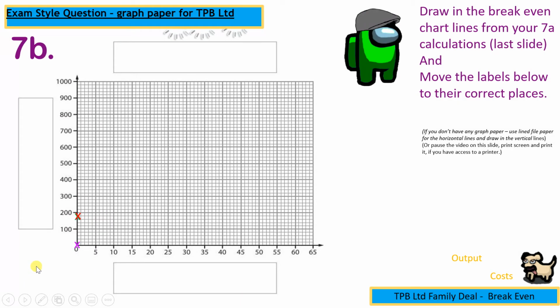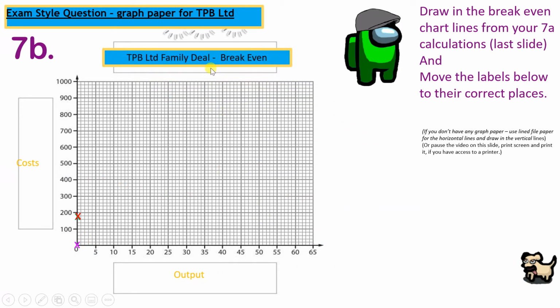Question 7b, where you are plotting the data from the TBP limited family deals that you've calculated on the last slide, and we're going to look at how to plot the data. First of all, we're going to mark on all the X's. Here are the 3 already given to you from the lesson. Let's plot the fixed cost at £180 as a straight line going across. So let's plot in the X's, and this is what the line looks like.